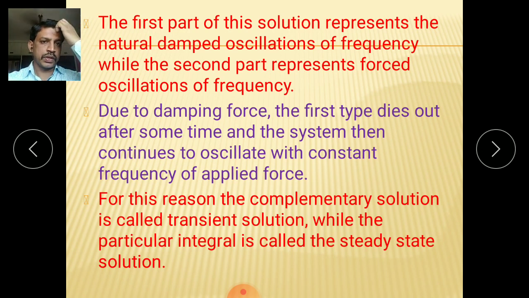Transient solution means that if the first part is present, the pendulum's amplitude reduces after each oscillation. In the second part, the particular integral, due to the forced oscillation, the pendulum will oscillate with constant amplitude like this. There is no change in amplitude, therefore it is known as the steady state solution.